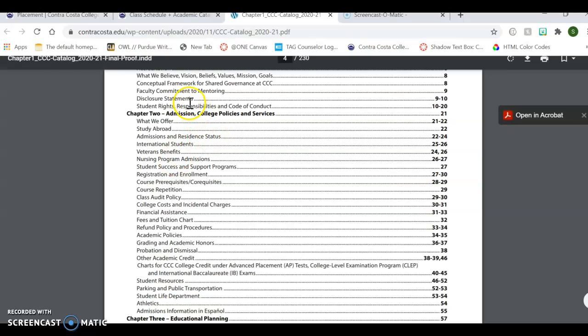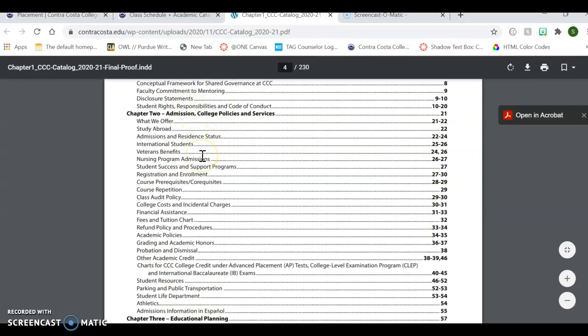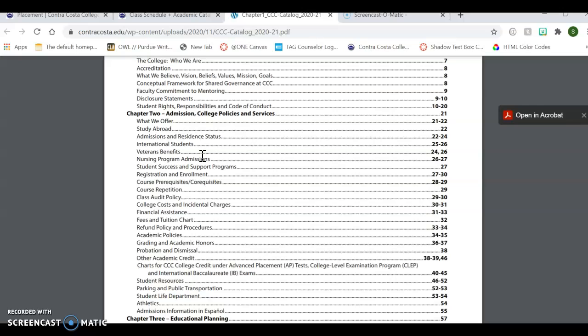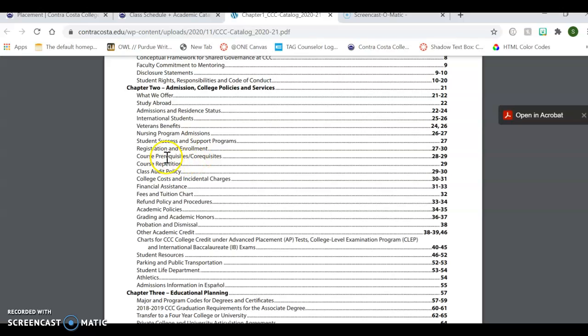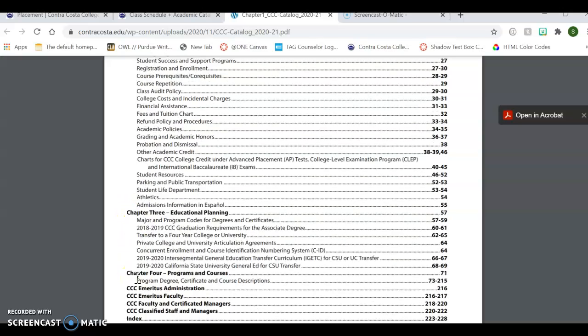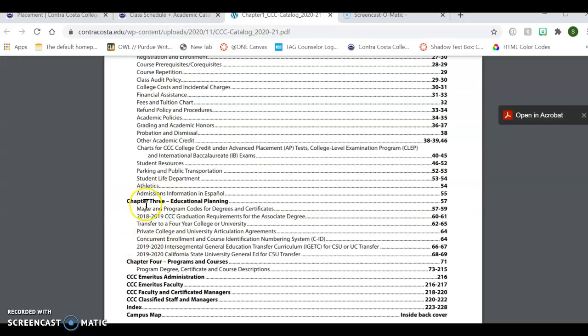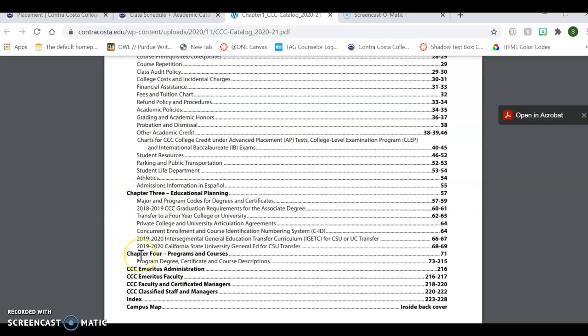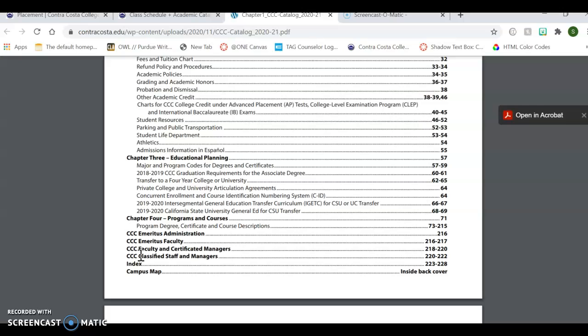Chapter 2, the admissions, college policies and services, focuses on exactly what it says, all of the policies and services. You don't necessarily have to read through this, but I just want you to know that it's here, and we also can help you with this in counseling, navigating some of these policies if you have questions. Things like prerequisites, course repetition, financial aid, tuition, other things as well. Chapter 3 and 4 is where we're going to spend some time looking at the catalog in this class.